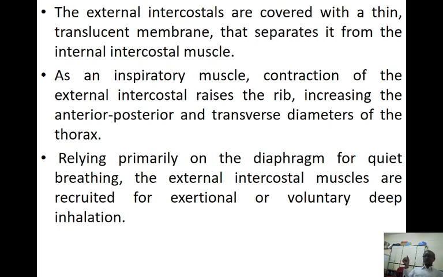Usually respiration relies primarily on the diaphragm for quiet breathing. The external intercostal muscles are recruited for exertional or voluntary deep inhalation. So when you need more oxygen, suppose you are running and doing some exertion, then you are recruiting the external intercostal muscles to have more air going in. Usually it is the diaphragm, that means abdominal respiration, and whenever you need more, it is periabdominal respiration because more air is needed.